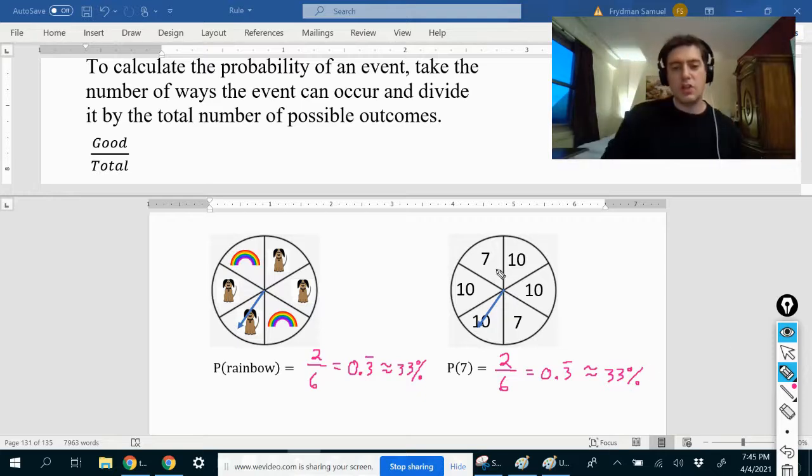So this situation over here is very similar to this situation over here, but instead of rainbows and dogs, we have 7s and 10s. But there are still 2 7s, just like there were 2 rainbows over here, and there's still a total number of 6 outcomes that could happen, just like there were 6 outcomes that could happen over here.